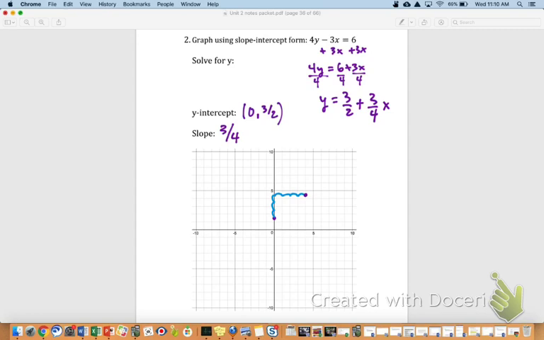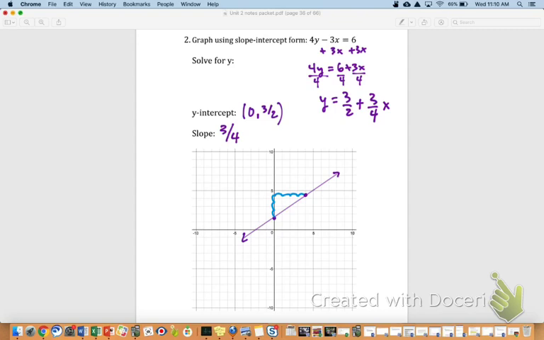So there's my slope of up 3, right 4, and then I'll connect those 2 points, hopefully with a nice line. We'll call that good. Arrow, arrow, all done. How you feeling? You have any questions? Okay.